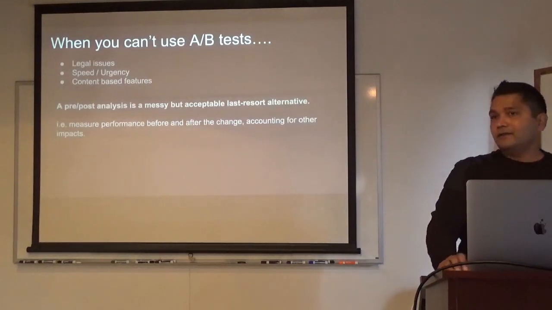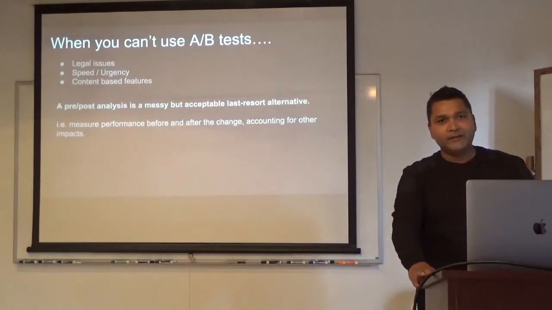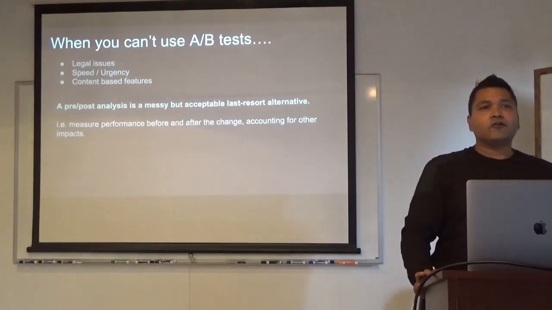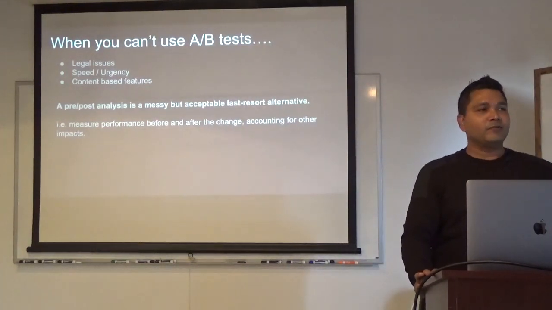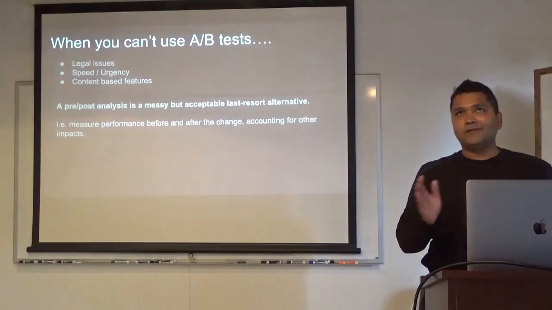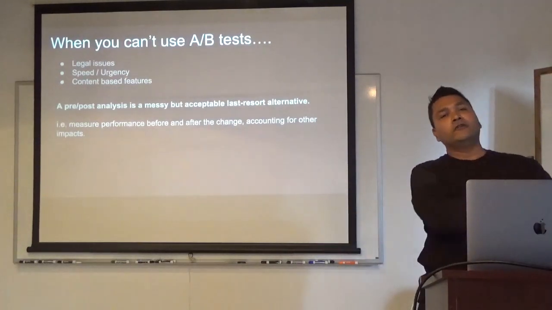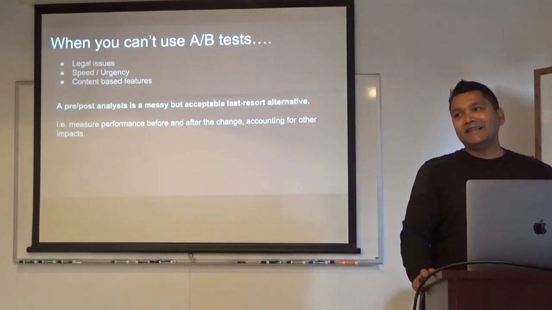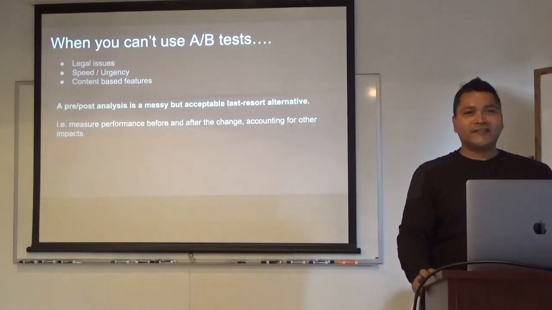And lastly, there are situations when you truly cannot use an A/B test. Say for content-based services like Netflix or Amazon Prime Video, you can't really show a customer a certain set of movies and not show it to another. Legal issues, too: you can't really play with closed captioning in the US.